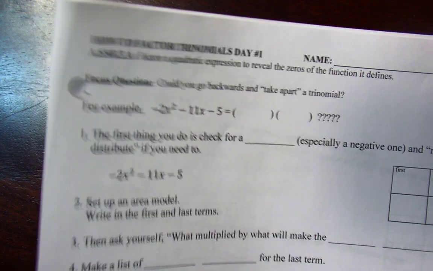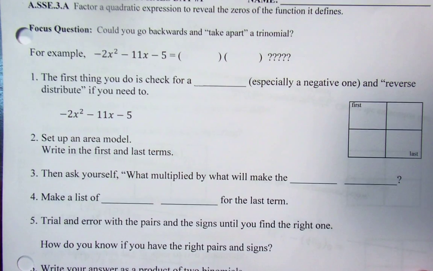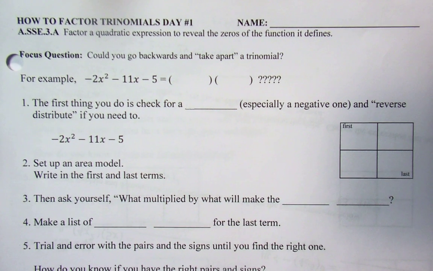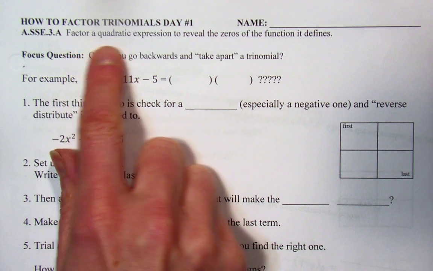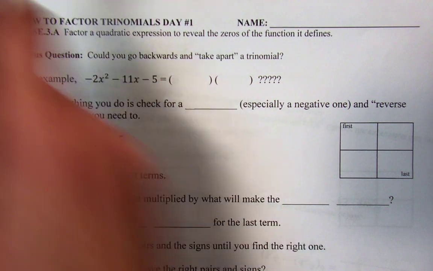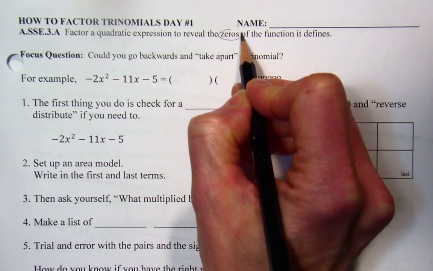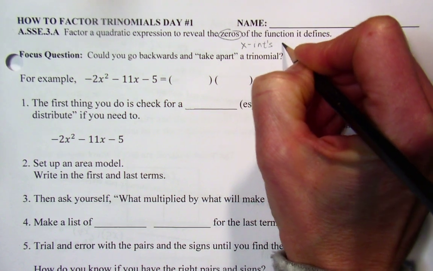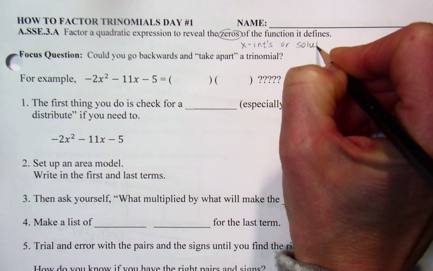Hello, today's lesson is going to be about how to factor trinomials, and this is day number 1. Our objective is to be able to factor quadratic expressions to reveal the zeros of the function that it defines, and zeros is another fancy word for x-intercepts or solutions.